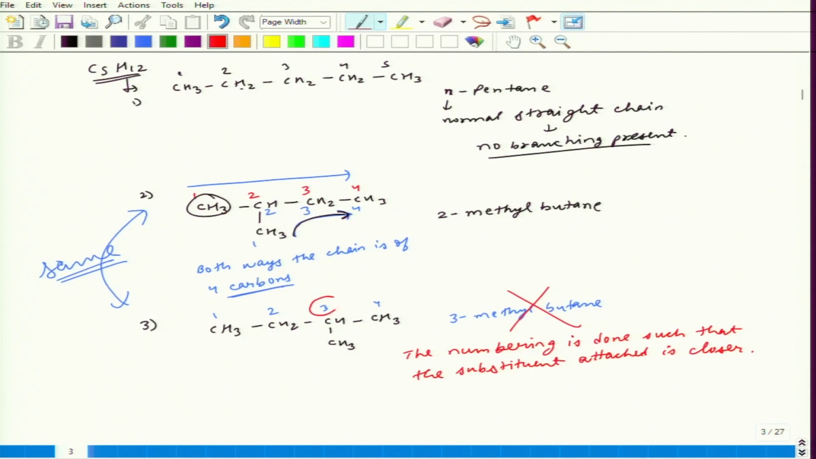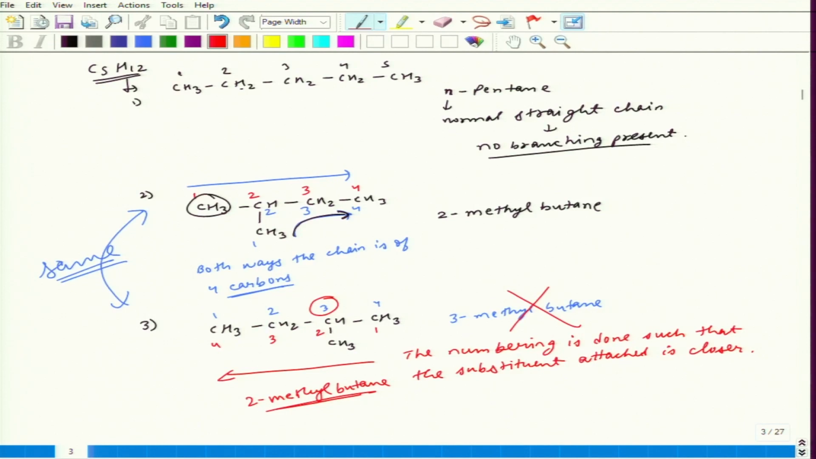Here the substituent is coming on the third position, and if we name it from the right to left direction, what will be 1, 2, 3, 4? What will be the case in that? What will be the name of the structure in that case? It will be 2 methyl butane.